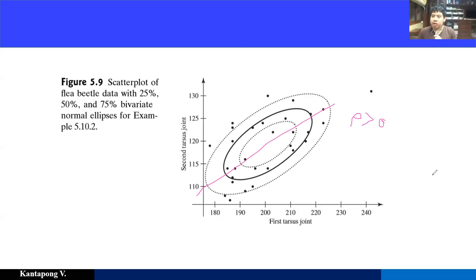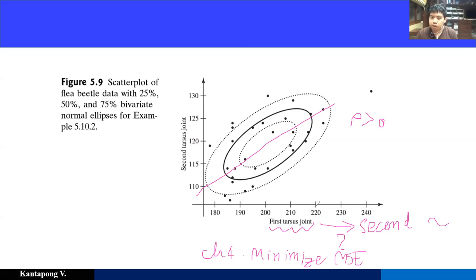So you can ask the further question. What if we know the first variable's value? Can this help to predict the second variable's value? Because we have some relationship between them. So in chapter 4, we talk about minimizing MSE, right? So to predict this, if you want to minimize the MSE, what should we do? We just use the conditional mean.